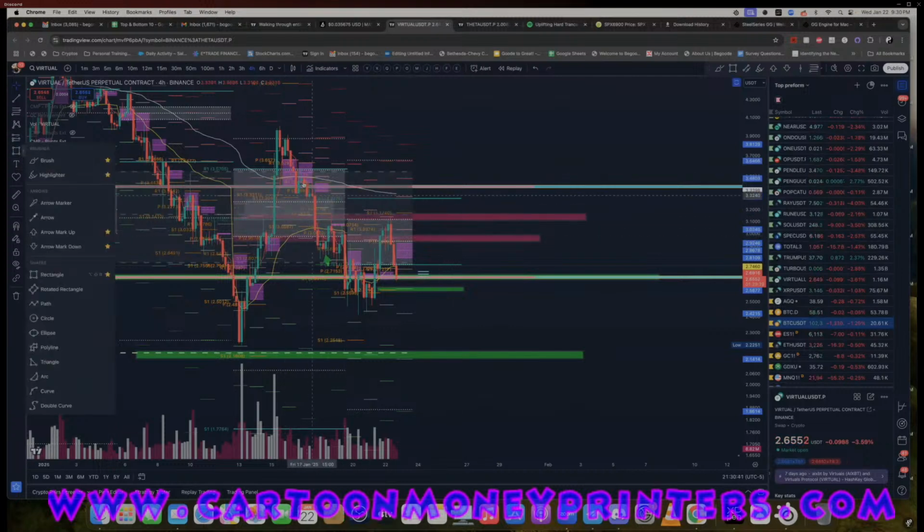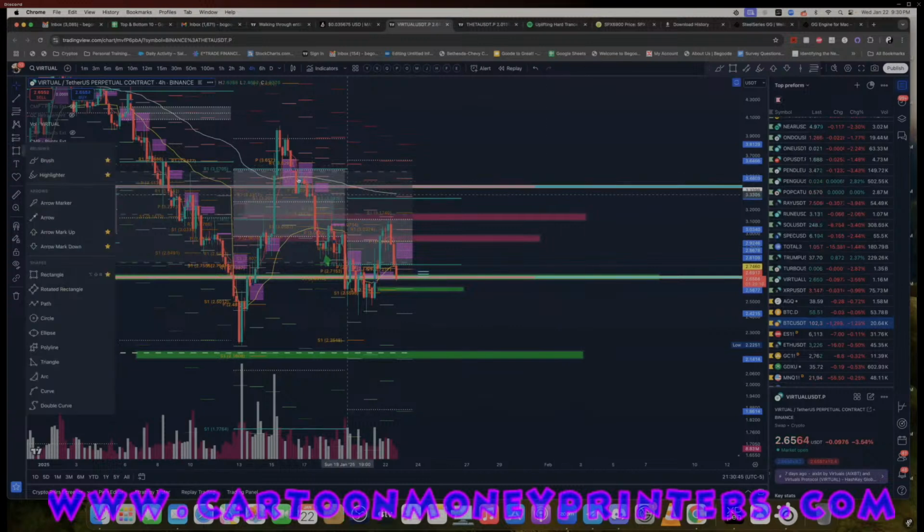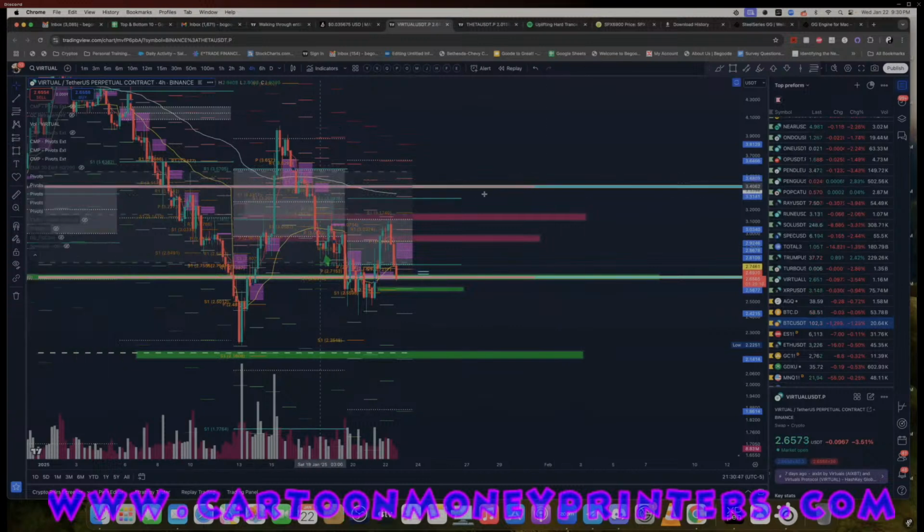If it can get through this and this, you're probably going right up to here. And if it can break that out, then you've got the top up here, where this is just market structure. There are no pivots there, so it would be interesting to see what would happen at that top if it can get through. So that's Virtual.